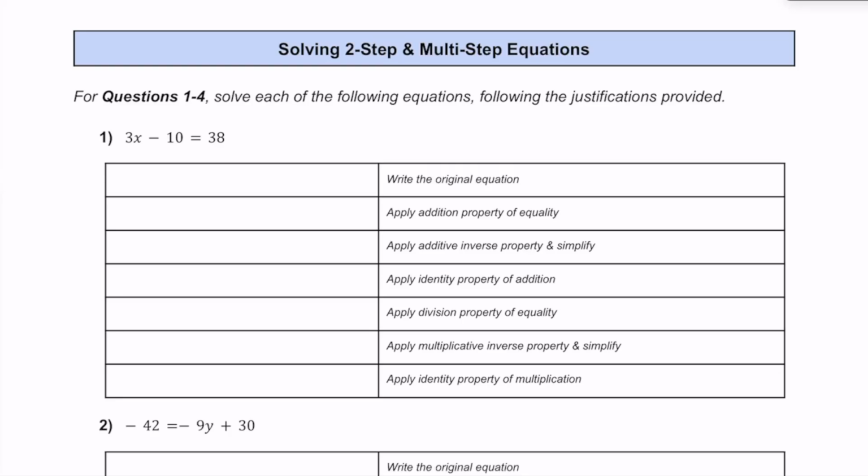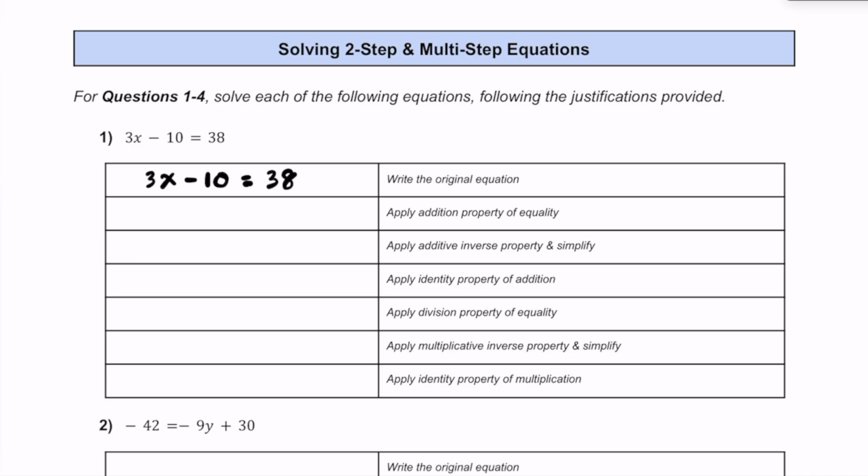All right, let's go ahead and practice solving some two-step and multi-step equations together. So in this first problem, let's write the original equation. We have 3x, which is 3 times x, and then minus 10. So we have two operations here, multiplication and subtraction, and this is all equal to 38.